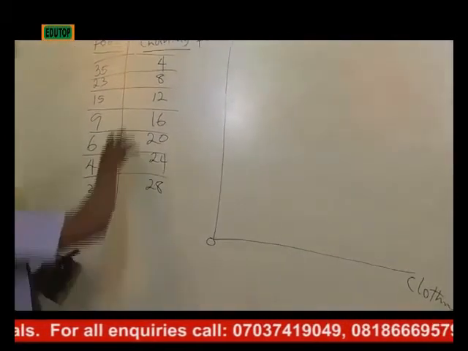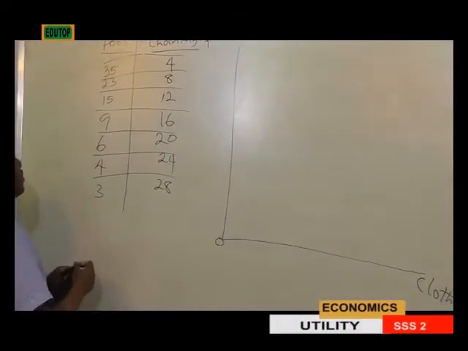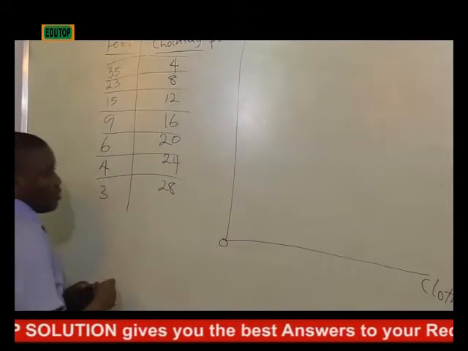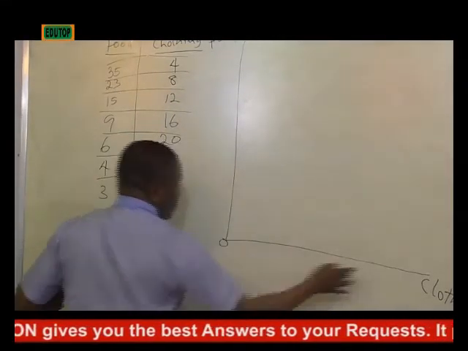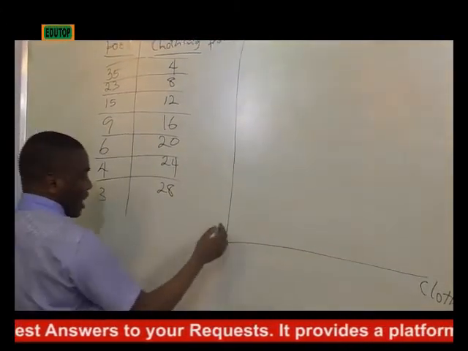And if you look at the table, you discover that the highest figure there is 35. That one will guide us on the range to use for the scale for both axes. And let's use something like 5.